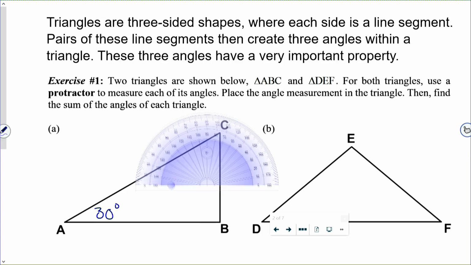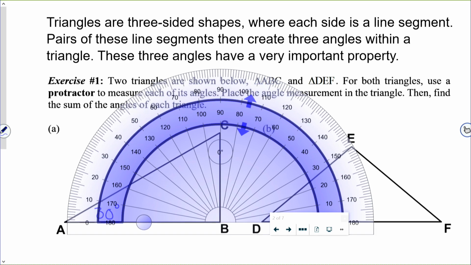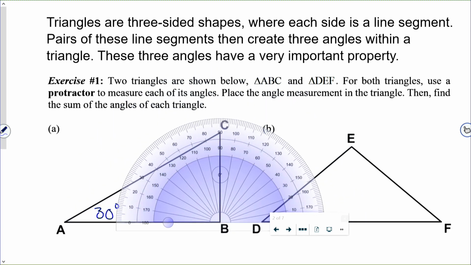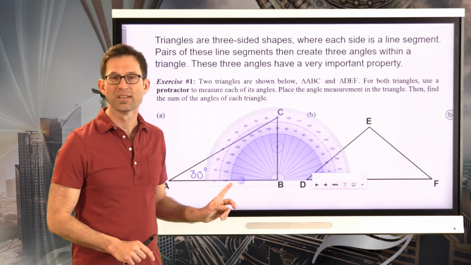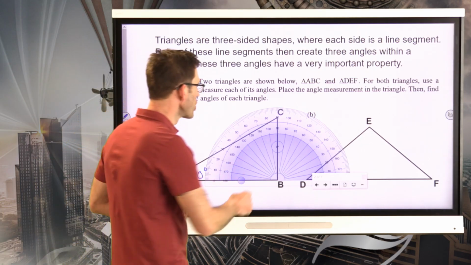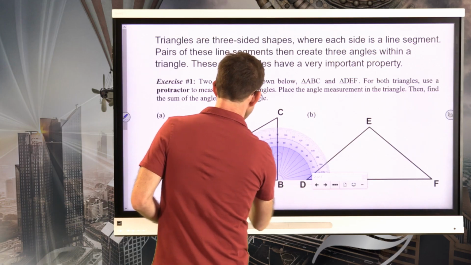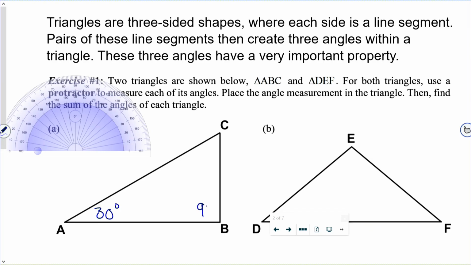Now, angle B is also pretty easy for me to measure because I don't have to do any sort of rotation. And it should be pretty obvious right away that the measure of angle B is one of our favorite angles. It's 90 degrees. There's that nice right angle, that nice quarter turn. So I'm just going to move this out of the way and write 90 degrees.